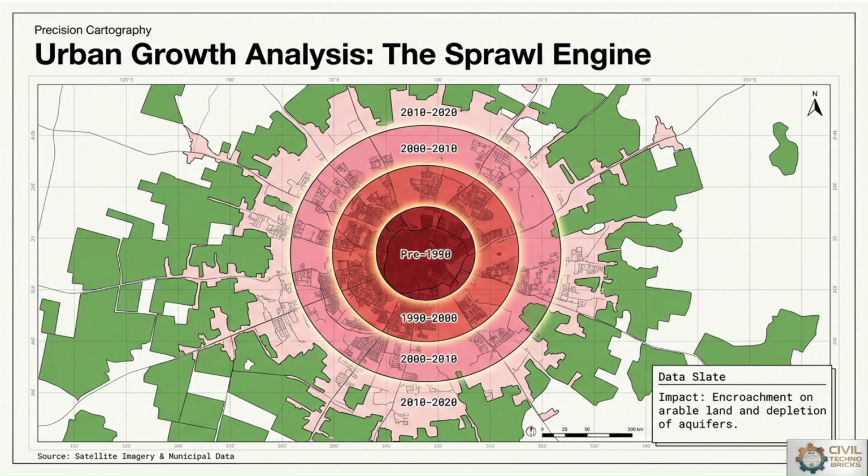One part of that growth analysis, or sprawl analysis, is the encroachment on arable land and depletion of aquifers. As the expansion of the city continues, that expansion must encroach on arable land, the agricultural land or land available for agricultural or any other purpose, and depletion of water aquifers or water bodies is also in the picture. So we have to focus on arable land utilization and the aquifers available near the city.